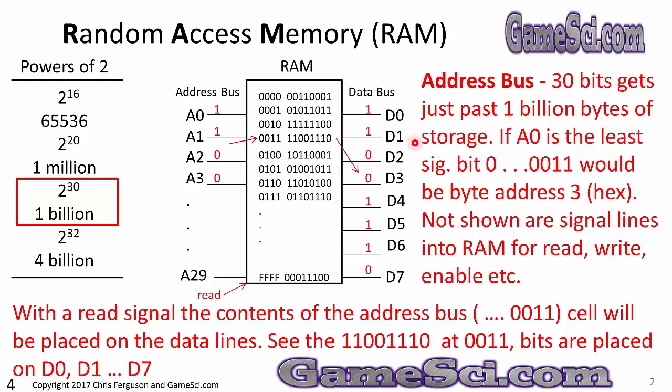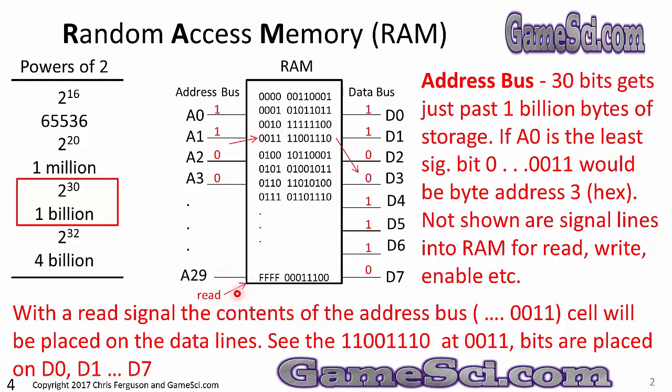If A sub 0 is the least significant bit, 0011 would be byte address 3 in hex. Not shown are the signal lines into RAM. There'd be a single line into the RAM chip for read, write, enable, etc. With a read signal, the contents of the cell at the address on the address bus, 0011, will be placed on the data lines. See the 11001110 at address 0011? Those bits are placed on D0 through D7. If this is the low order bits, this is address 3 on the address bus.